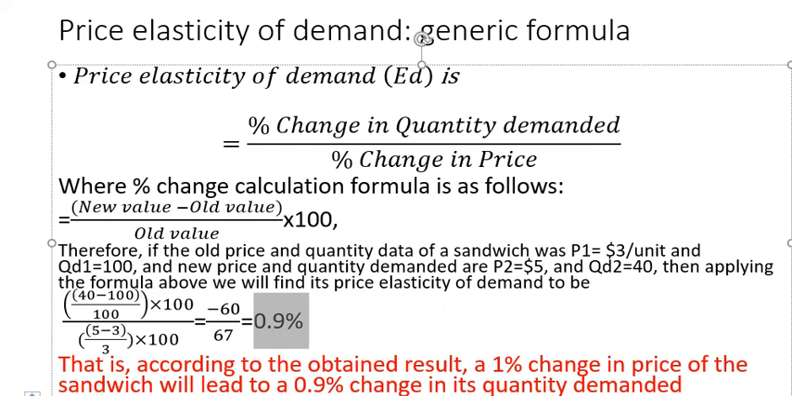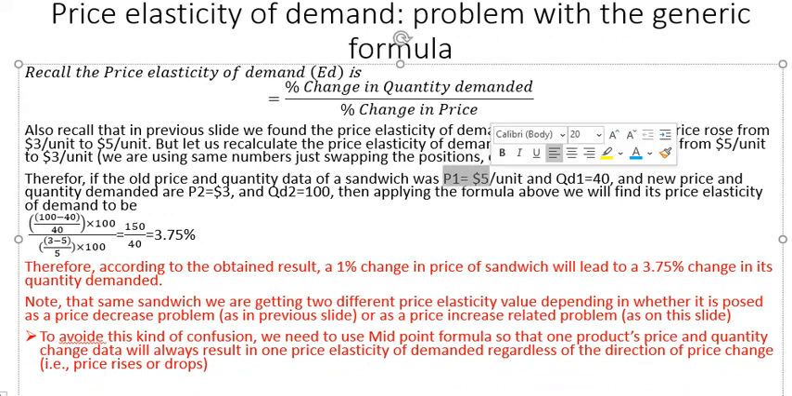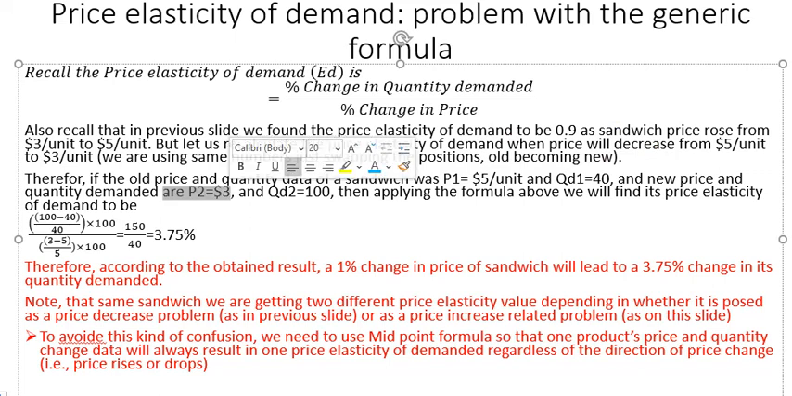Now let's keep the numbers the same but just flip the position. So the next slide has similar numbers, but now the position has flipped. Now it is originally $5 a sandwich, and it eventually becomes $3. So now it becomes a price decrease related problem. The numbers are the same, we just flip position.